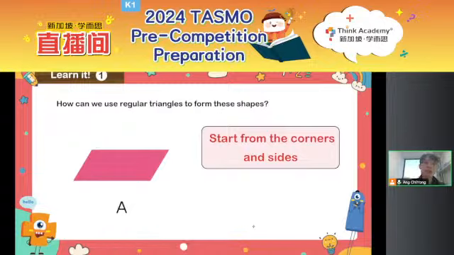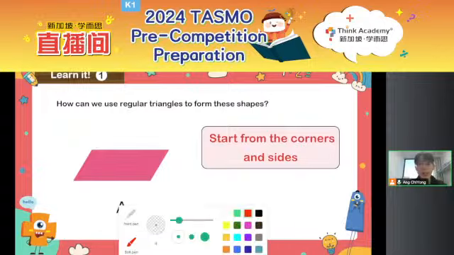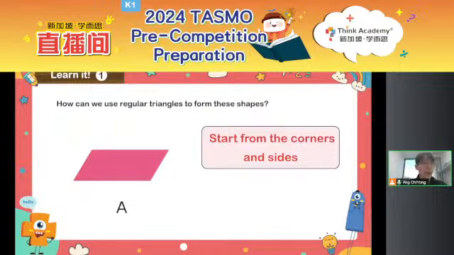Right, in shape A, how can I find the regular triangles here? Okay, so this shape is clearly not a triangle, right? But we can separate them into many triangles. Now, the tip here is to start from the corners and the sides. Now, I'll give you guys about 20 seconds to take a look. How can we take out triangles from this shape? Right, again, the hint is start from the corners and the sides.